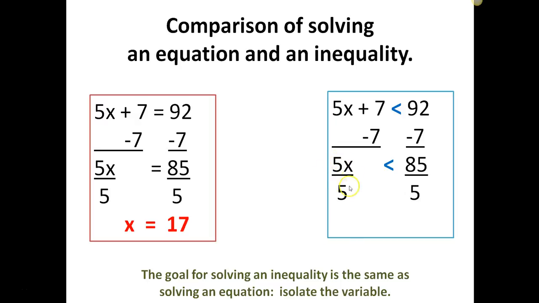Same thing over here. The 5 divided by 5 is 1. I'm left with x. And 85 divided by 5 is 17. And our symbol stays the same. So x is less than 17. That's all we have to do. Well, that's almost all we have to do.